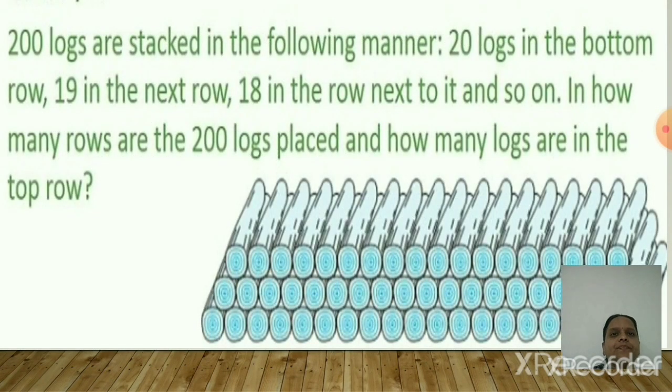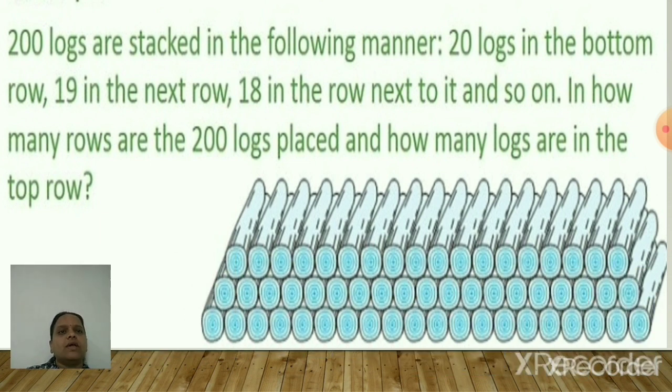Yes, let us start. Now, here 200 logs are stacked in the following manner: 20 logs in the bottom row, 19 in the next row, 18 in the row next to it, and so on. In how many rows are the 200 logs placed and how many logs are in the top row? Can you see over here in the picture? It is already given. At the last row there are 20 logs, second row 19, then 18. If you go upward, it will become 17, 16, 15, 14 and so on.